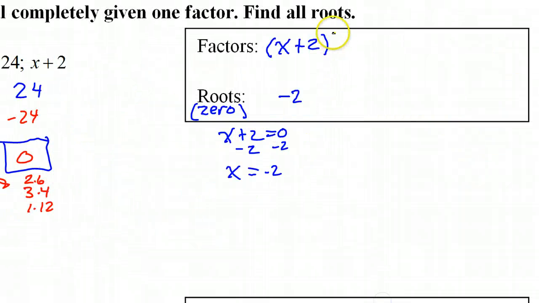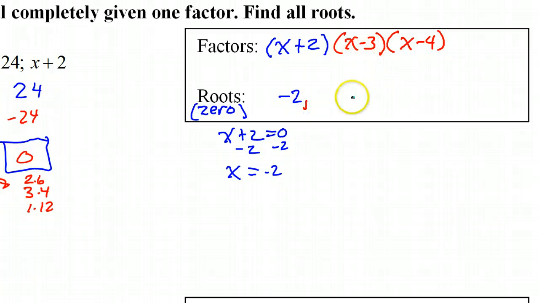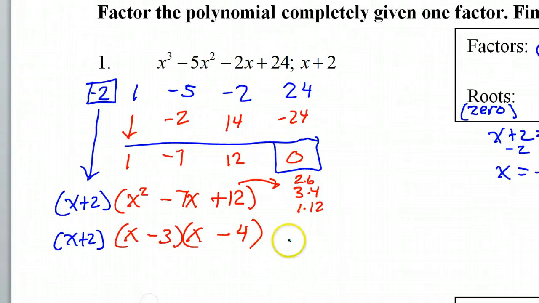Here's 3. Okay, so we had here x minus 3 and x minus 4. So the root that we will get from x minus 3 is positive 3, and we will get a positive 4 from x minus 4. All right, so far so good. That's number 1.